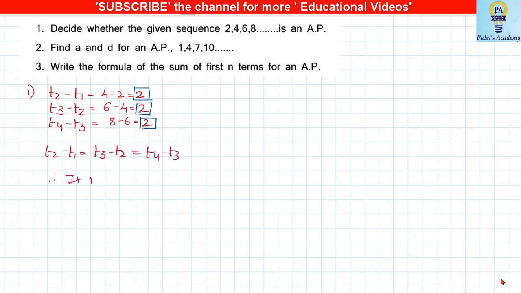Therefore, it is an AP. And if they ask to find the common difference, the common difference is 2. Okay, the basic sum of AP.